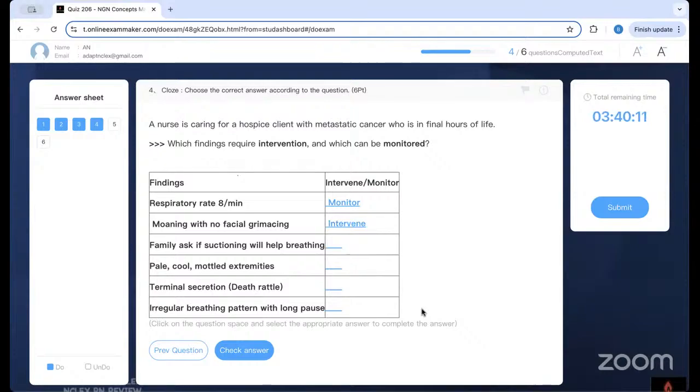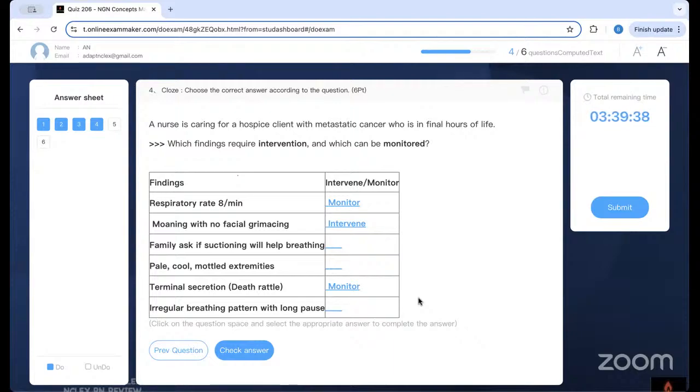Family is asking if suction will help with the breathing. What do you think? This is an opportunity to teach them. When they're having a problem with breathing, it's because of terminal secretions. We call it the death rattle. They sound like a machine. You hear gargling at the back, like they're choking in their secretions. If you suction them, it's going to worsen it.